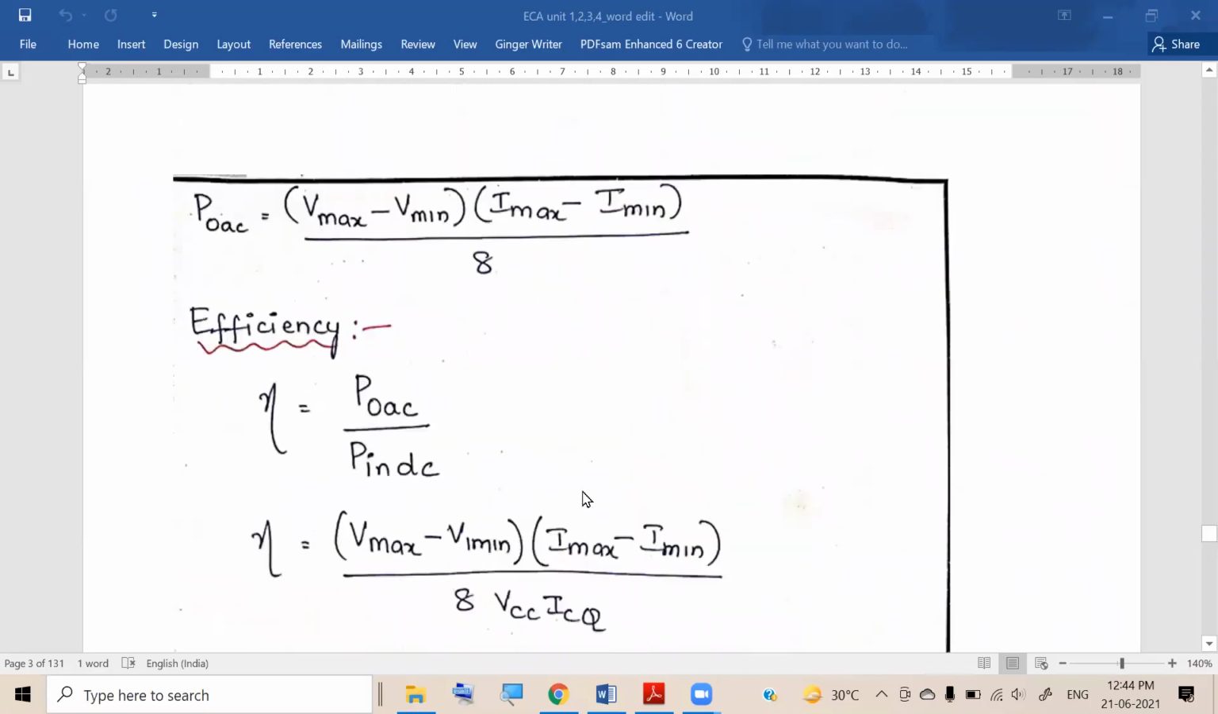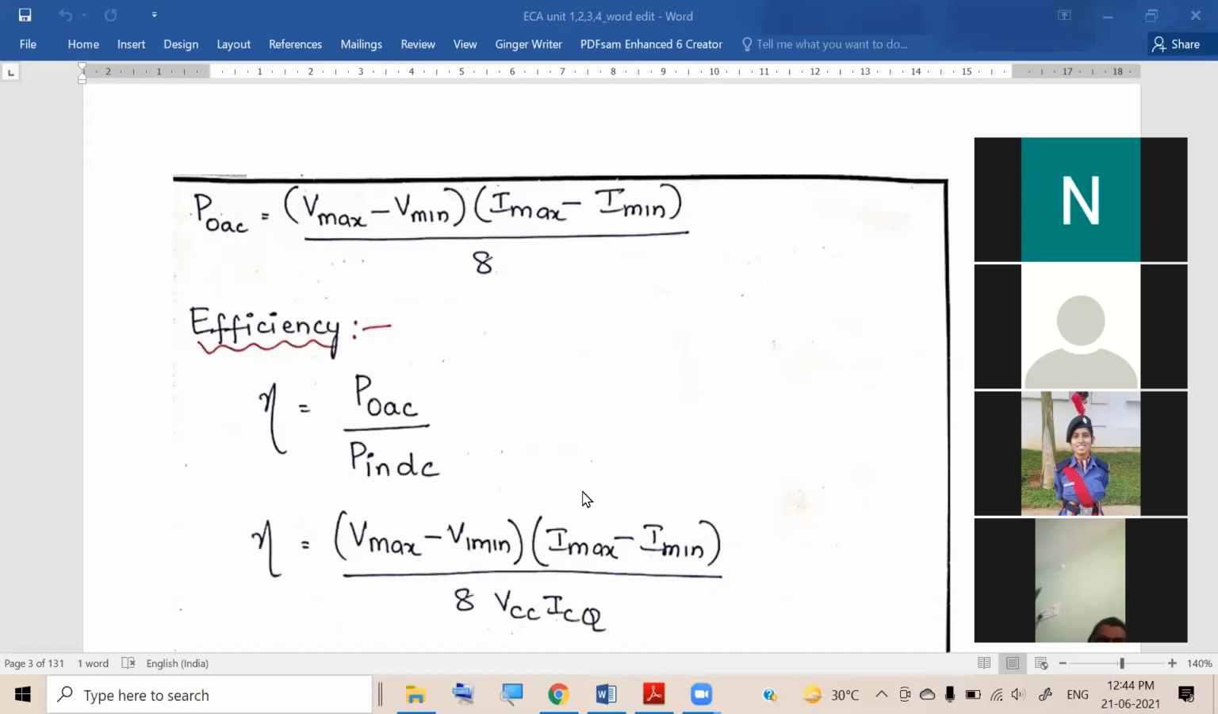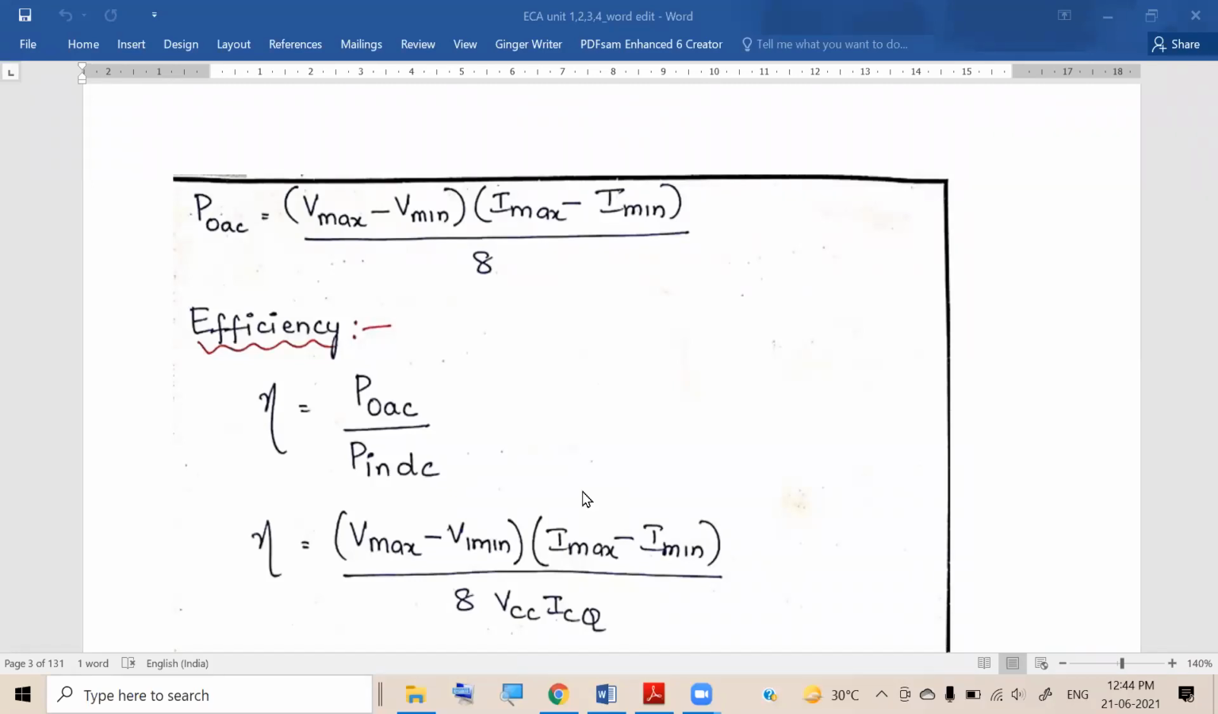This derivation we are going to see shortly. But remember, generally efficiency is output power by input power. Here, the input AC power is very less. So the input power we are approximating to be the DC power alone. So the formula here is: the efficiency will be output AC power by input DC power.